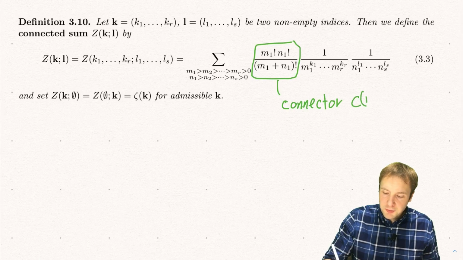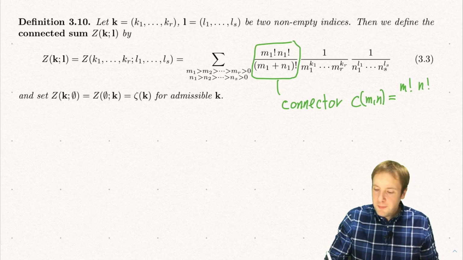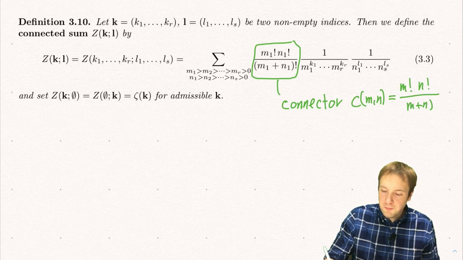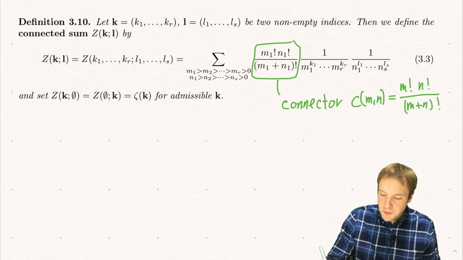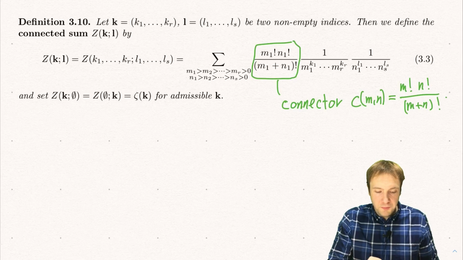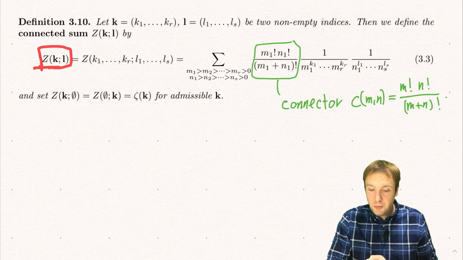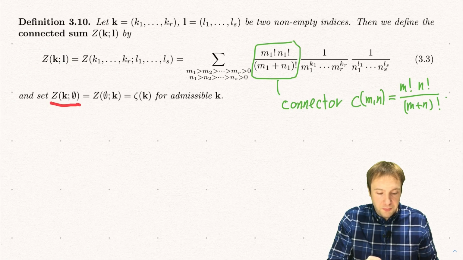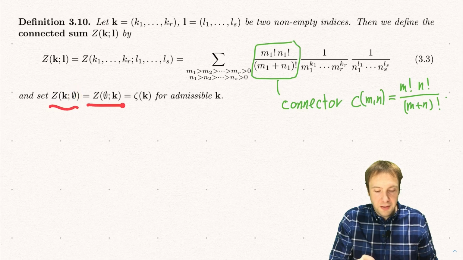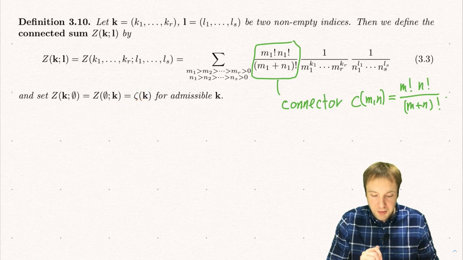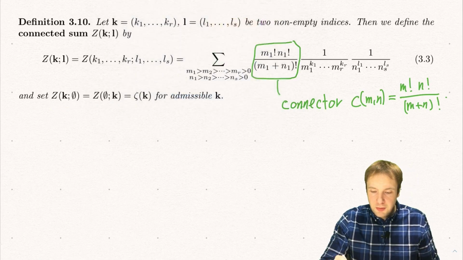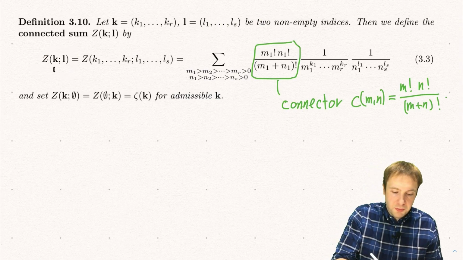And we will also use the notation C(m, n). This connector is given by m factorial n factorial divided by (m plus n) factorial. So it's basically just an inverted binomial coefficient. We define this for non-empty indices, but we also define, if k is admissible and l is empty, that Z(k, empty index) is the same as Z(empty index, k), and this we define to be zeta(k). Also notice that this is symmetric, so Z(k, l) is the same as Z(l, k).